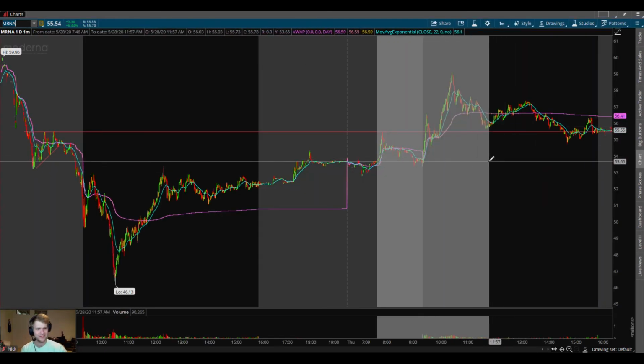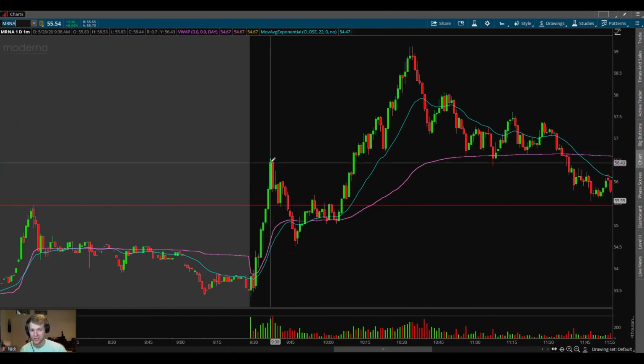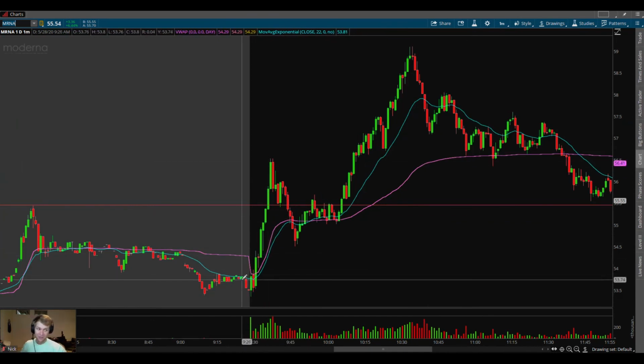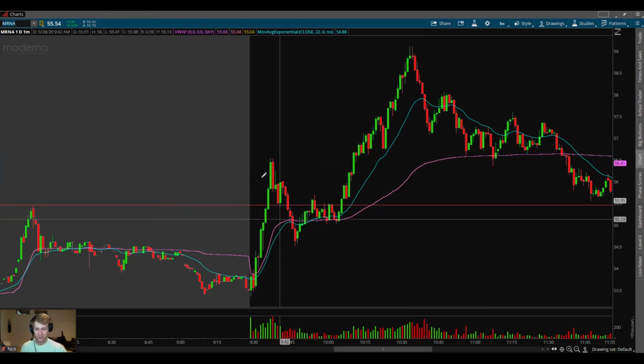Look at this VWAP retest. So this is the morning squeeze I caught. Nice squeeze. I can't complain about this. I caught 2.5 points on this, a little less on the ones that I gave out on the way down.